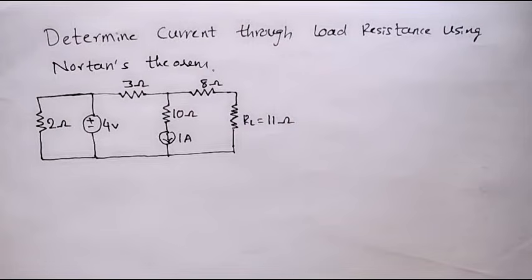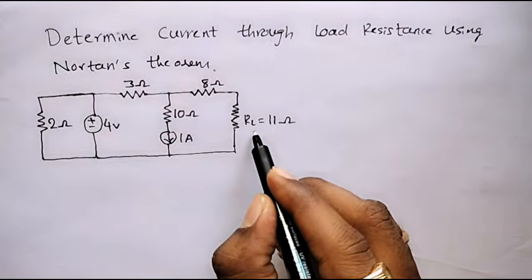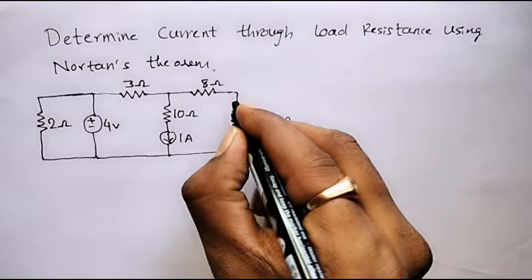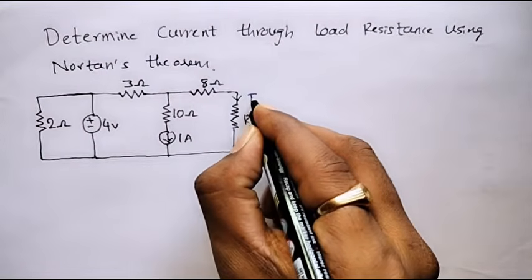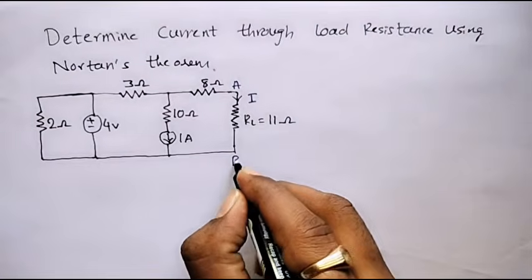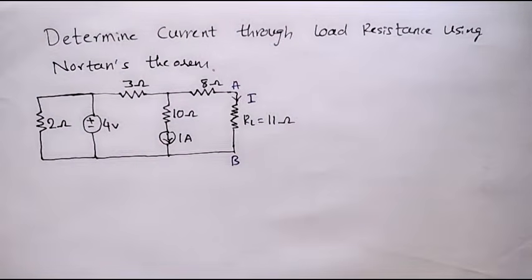Let's take one example on Norton's theorem. Determine current through load resistance using Norton's theorem. So here the load resistance is RL. Its value is 11 ohm. We are supposed to find current through this load resistor. We'll call this branch AB.